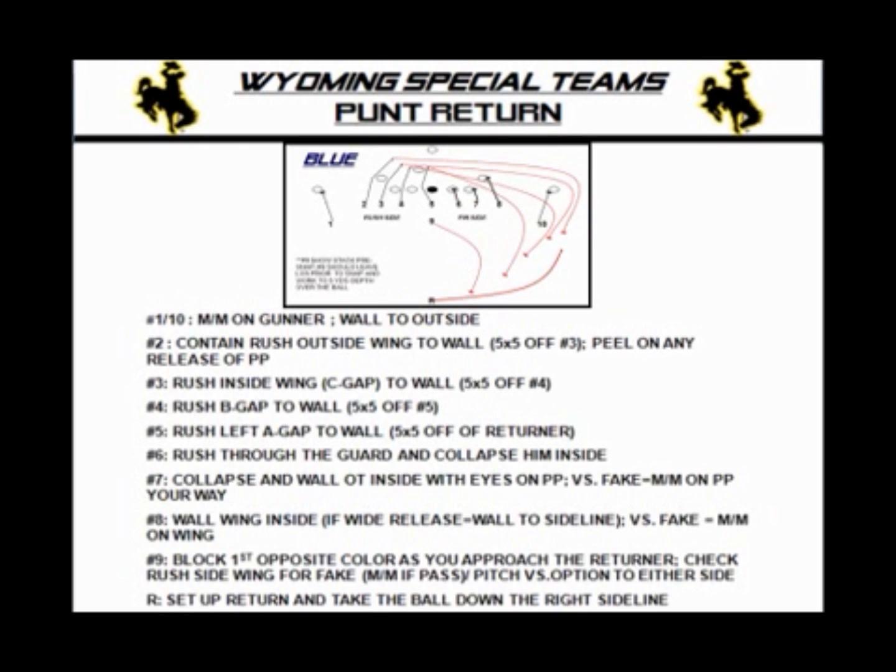Continuing with our optional responsibilities, number 9. You jump down to number 9, he's going to block first opposite color as he approaches the returner, but his initial responsibility is the rush side wing, so the wing to the left-hand side. Number 8 to the right-hand side is going to pin and wall the wing inside, but versus fake, he has him man-to-man because obviously he is eligible.